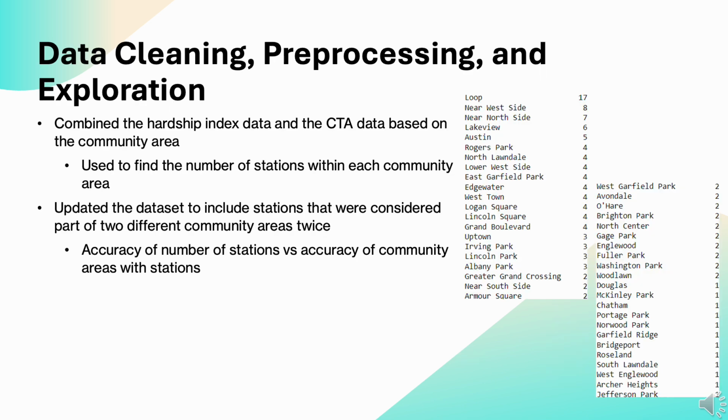We combined the hardship index data and the CTA data based on the community area. We used this to find the number of stations within each community area. We also updated the data set to include stations that were considered part of 2 different community areas twice. So there were some stations located on the edges of 2 different community areas, and we decided to include those stations twice, as this more accurately reflects the community areas that have stations versus just having the correct number of stations.